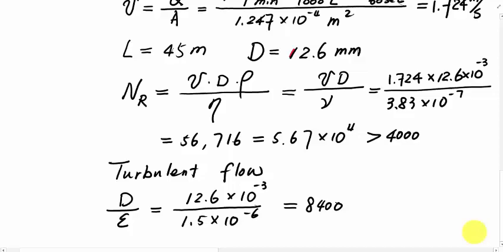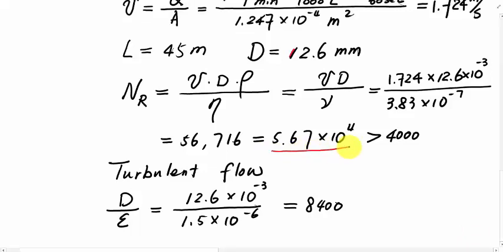Okay, let's continue. Now we know the Reynolds number and the relative roughness factor. We can check the Moody diagram now. So let's have a look at it together. We're going to use these two numbers.